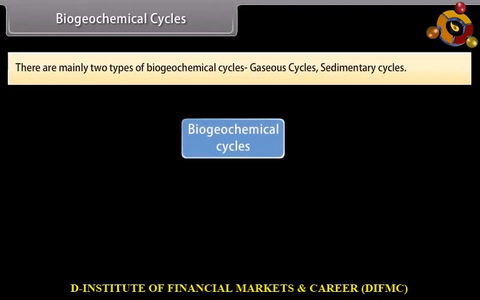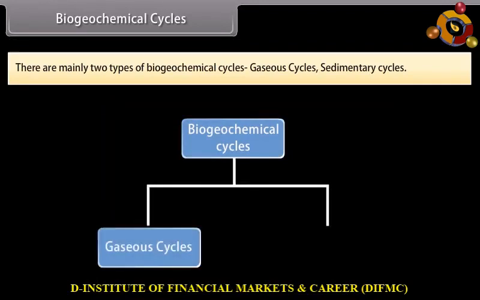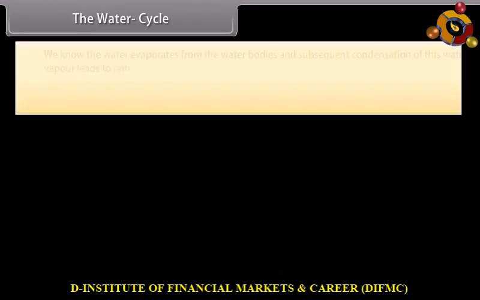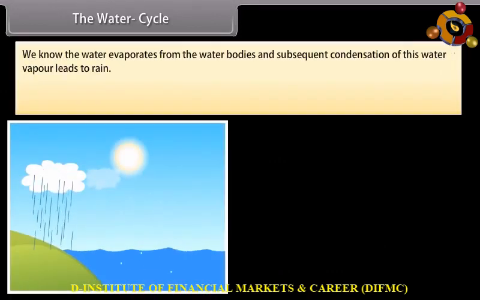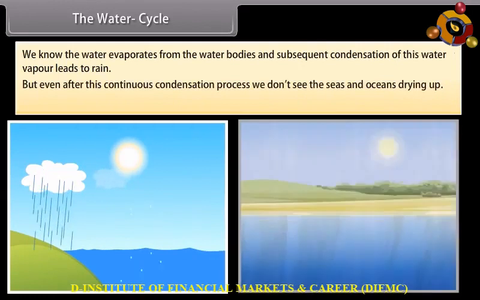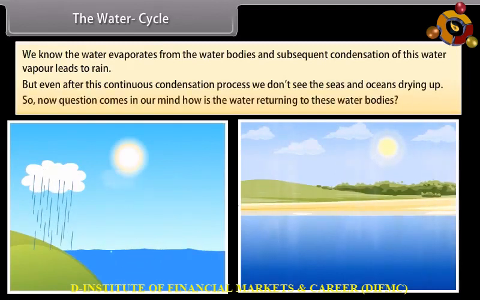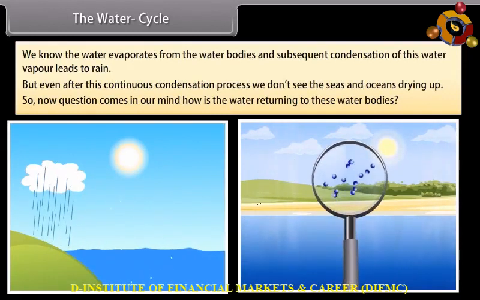There are mainly two types of biogeochemical cycles: gaseous cycles and sedimentary cycles. The water cycle. We know that water evaporates from the water bodies, and subsequent condensation of this water vapor leads to rain. But even after this continuous condensation process, we don't see the seas and oceans dry up. So now the question comes to our mind: how is the water returning to these water bodies?